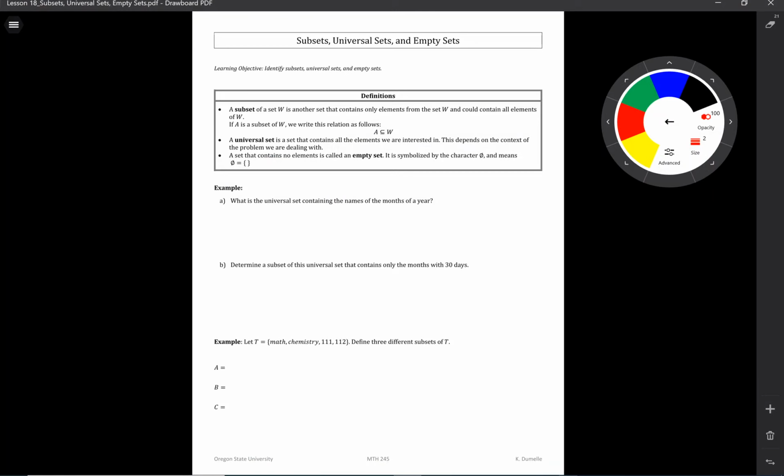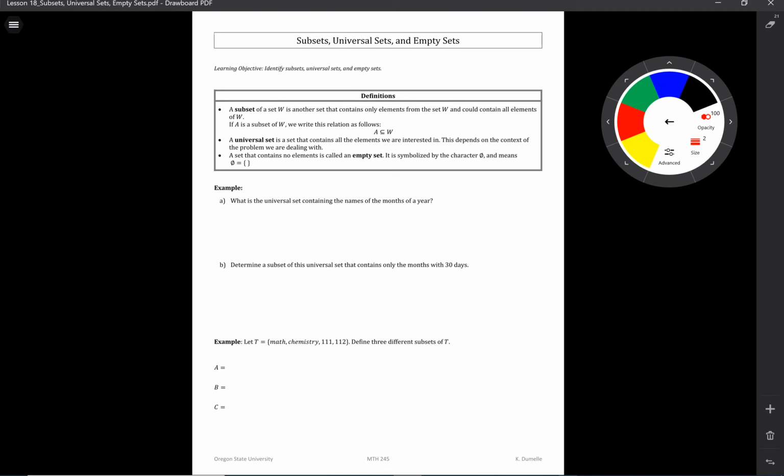On Monday we talked about what it means to list the elements of a set using roster notation. And then we talked about what it means for a set to have a subset or a proper subset. Today we are going to talk about some more aspects of sets like universal sets and empty sets.